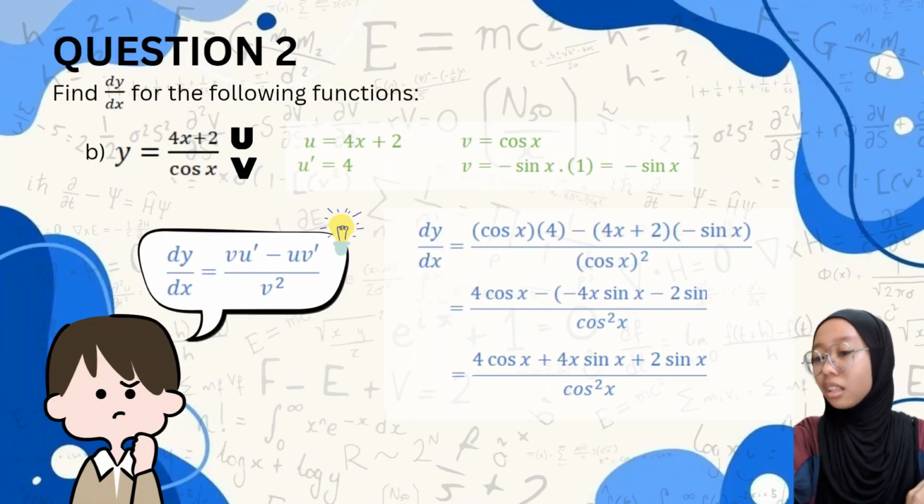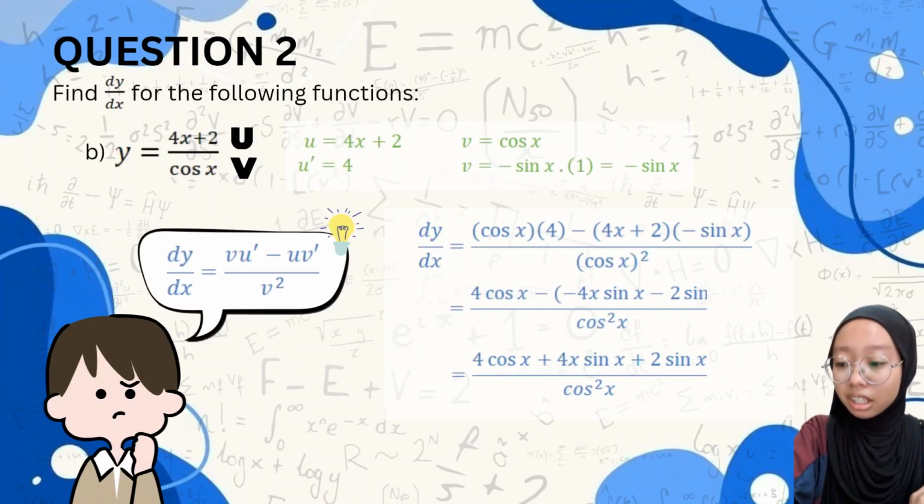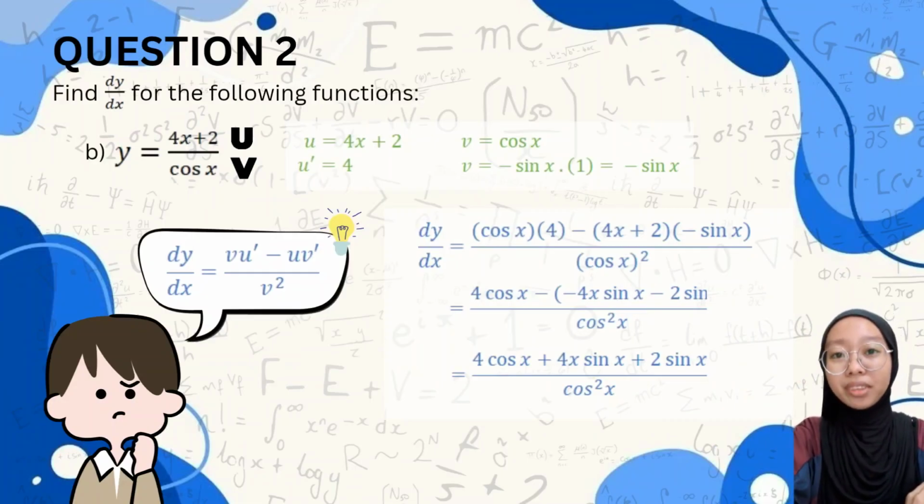And the answer will be (4 cos x + 4x sin x + 2 sin x) divided by cos 2x. You can leave it like this or you can expand it, but to avoid mistakes, just leave it in this form. I hope you understand. Okay, next question.